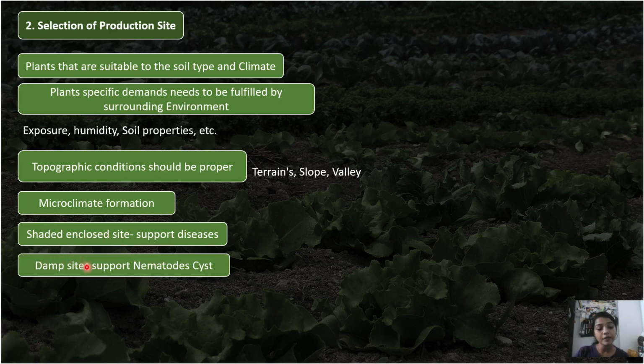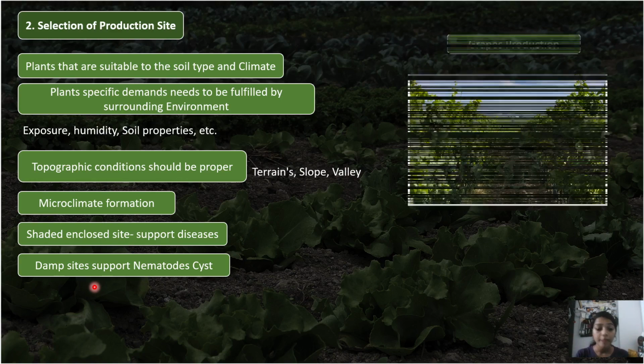And for example, damp sites, the wet sites, areas where the conditions are damp, will support nematode cysts, right? Likewise, damp areas are actually the reason for all kinds of diseases, mainly all the fungal diseases, right? So always you should grow your plant in good sunny conditions, away from areas which are very damp. It should get good enough sunlight, because sunlight is often the best medicine to stop the pathogens from entering.